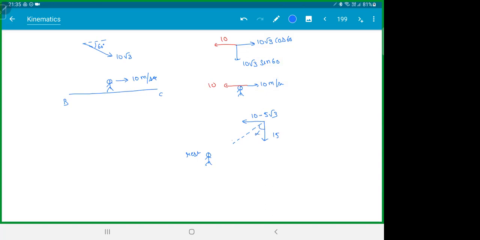If you take this angle as alpha, so tan alpha will be opposite, 10 minus 5 root 3 by 15, which is 2 minus root 3 by 3. Check. So he thinks the rain is falling at this angle, 2 minus root 3 by 3 tan alpha with the vertical. Like I said, this is a good problem. Advanced, if they ask you, it will be of something of this sort. Please check.